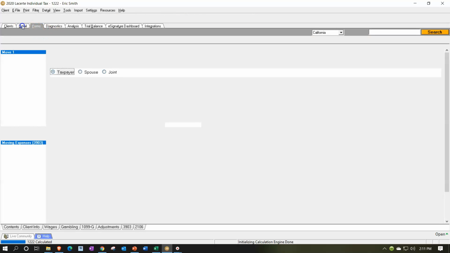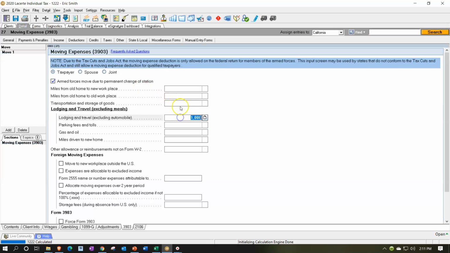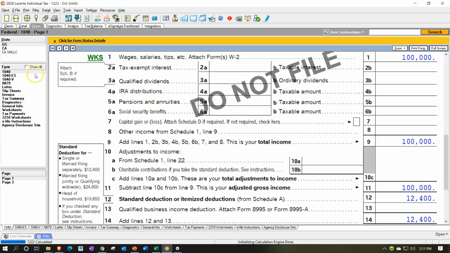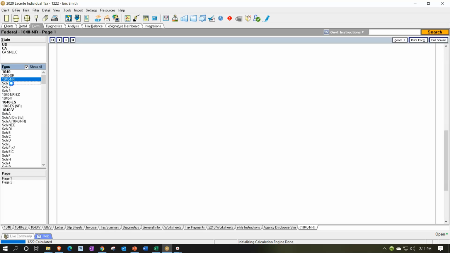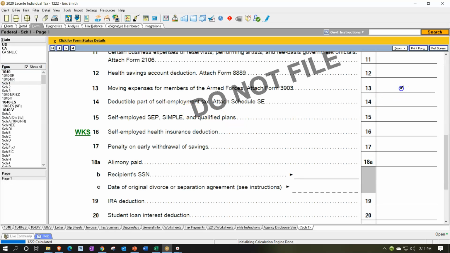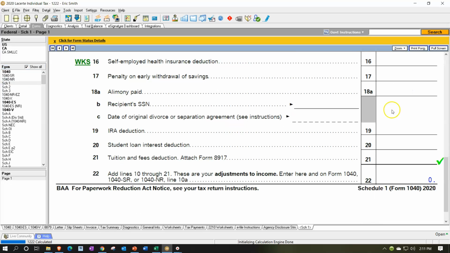So I'm going to go back on over. I'm going to remove this now. I'm going to uncheck that and then go back on up to the forms. Now, like I say, I'm not going to spend a lot more time on that moving expense because I don't think it's going to be applicable a lot of the time. And then we're going to go down to the tuition and fees deduction.